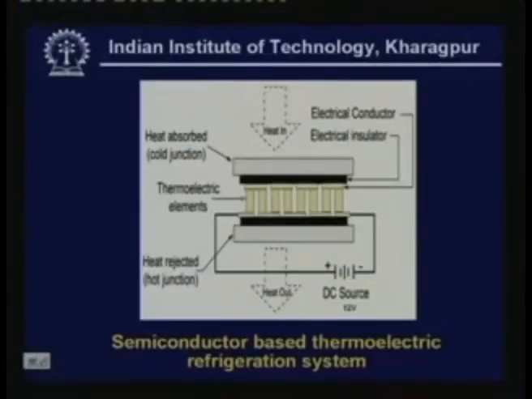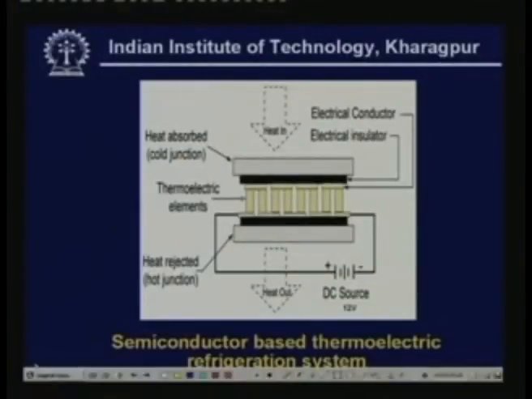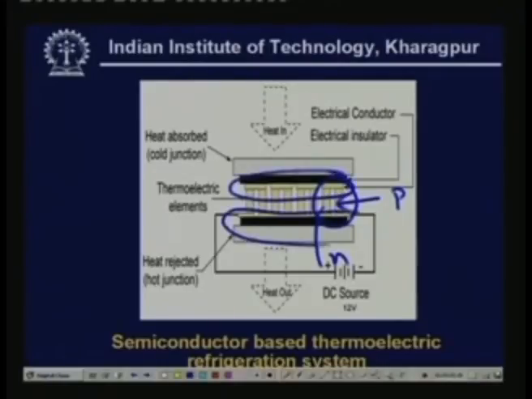Now let me show the working principle of a thermoelectric module. As I was mentioning, it consists of a P element and an N element. So this makes one thermoelectric element. Several such elements are stacked in series, and this forms a thermoelectric module. All the cold junctions are collected on one side, so this is the cold junction, and all the hot junctions are connected on the other side.